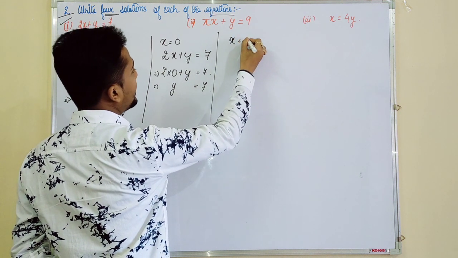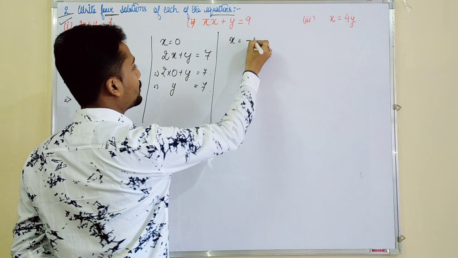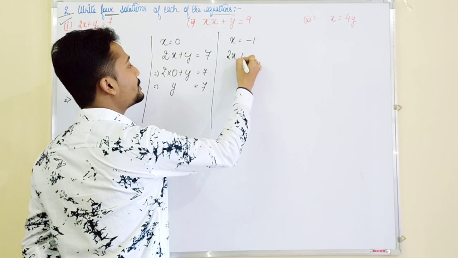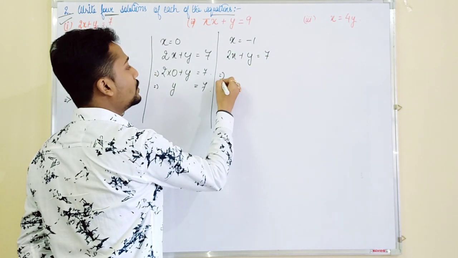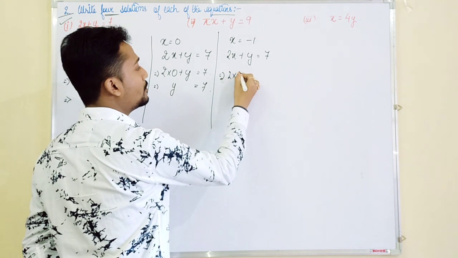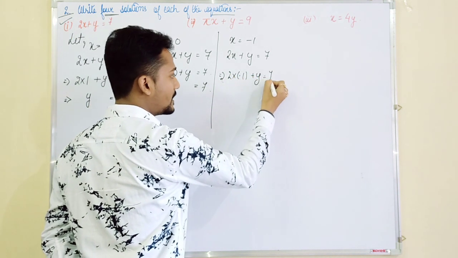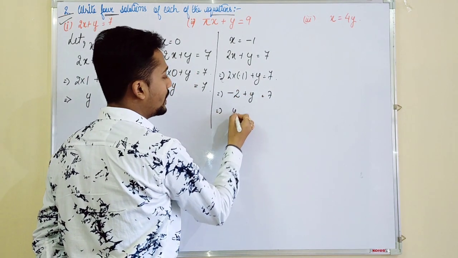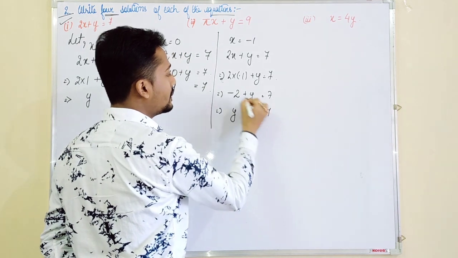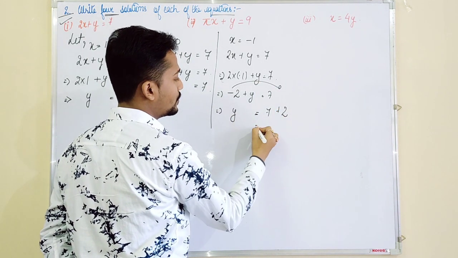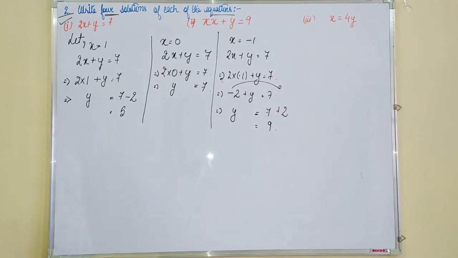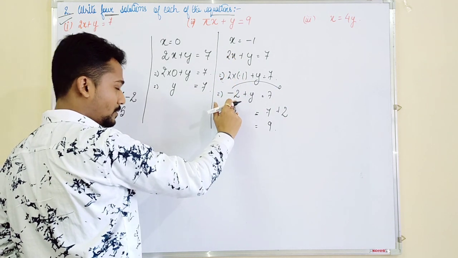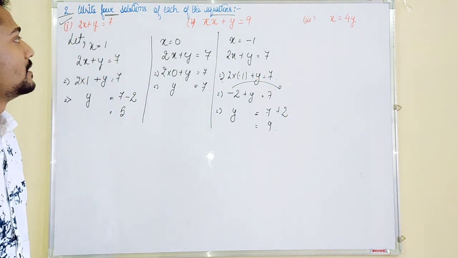Third, if I take x is equal to minus 1, then what will we get? 2x plus y is equal to 7. 2 into minus 1 plus y is equal to 7. Minus 2 plus y is equal to 7. y is equal to 7, it will become plus 2, 9. Okay. We have taken x is equal to minus 1, then 2 into minus 1 is equal to minus 2. If it goes that side, plus 2, y is equal to 9.